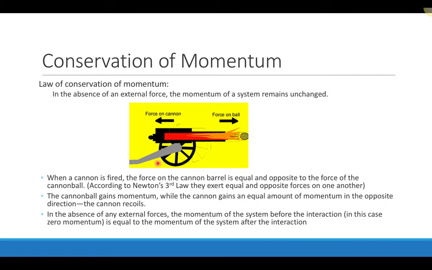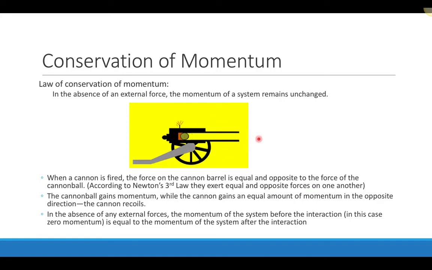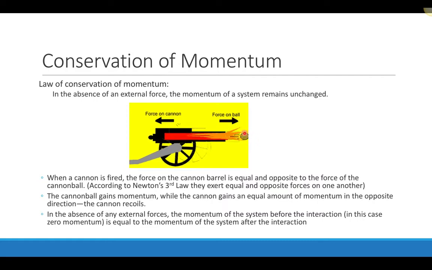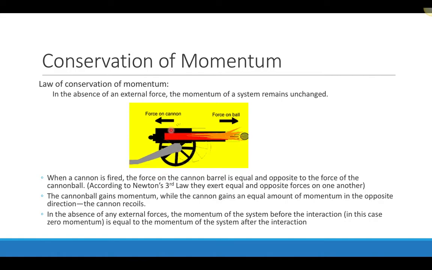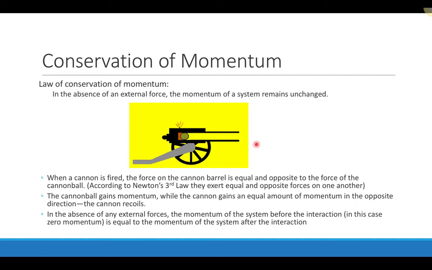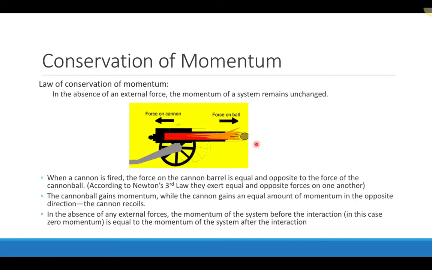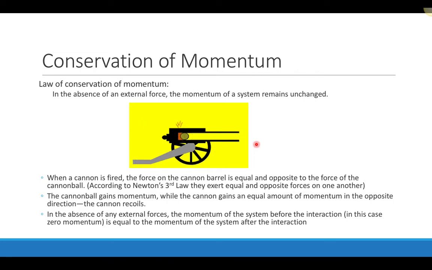Now the cannon has a much larger mass, so the recoil of the cannon is going to be a small velocity versus the cannonball, which is going to be a very fast velocity. So smaller mass of the ball, larger velocity, larger mass of the cannon, smaller velocity. But those two momentums are in opposite direction, and so they can actually cancel each other out to give us a total net momentum of the system to be zero.